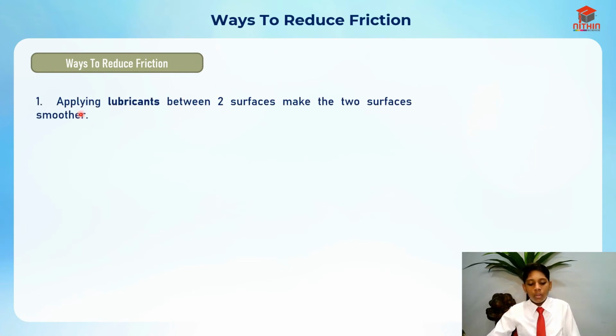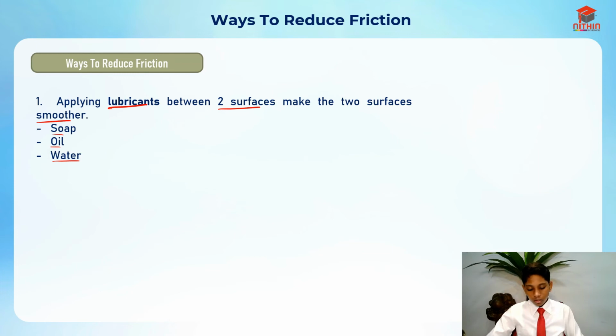So number 1, we can apply lubricants between two surfaces to make the two surfaces smoother. So lubricants basically make the two surfaces smoother. Lubricants like soap, oil, and even water will make the two surfaces smoother.